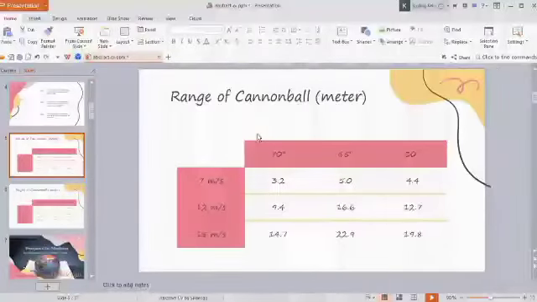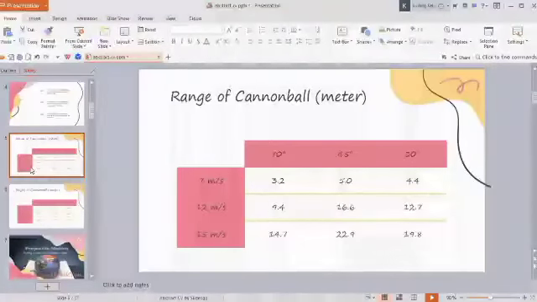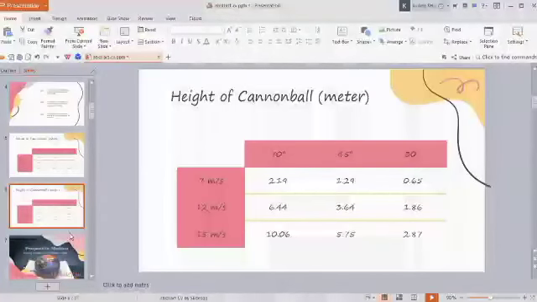So this is the result that I got from the virtual simulation. This is for the range of the cannonball using 70 degrees, 45 degrees and 30 degrees with initial speed 7 mm per second, 12 mm per second and 15 mm per second. This is for the result of the height of the cannonball with the same angles and the same initial speed as the first one. So I think that's all for me.